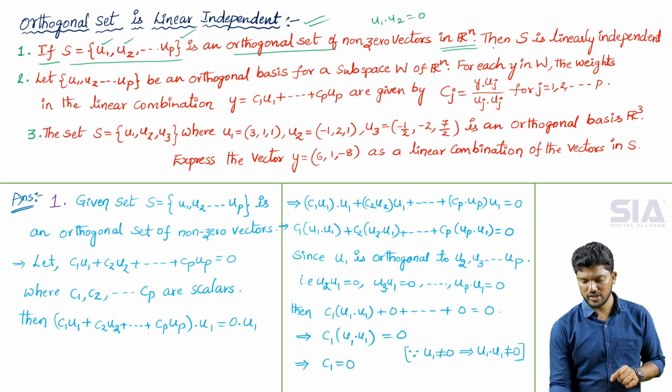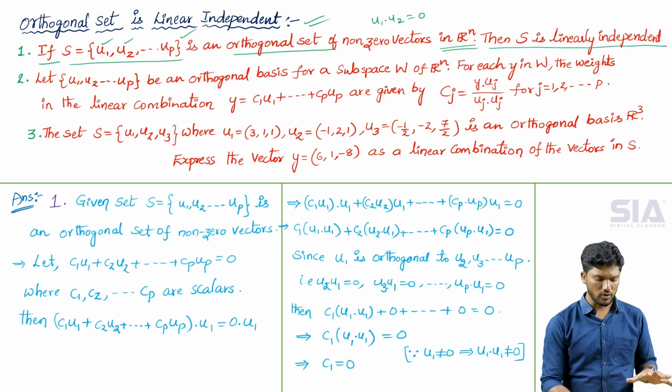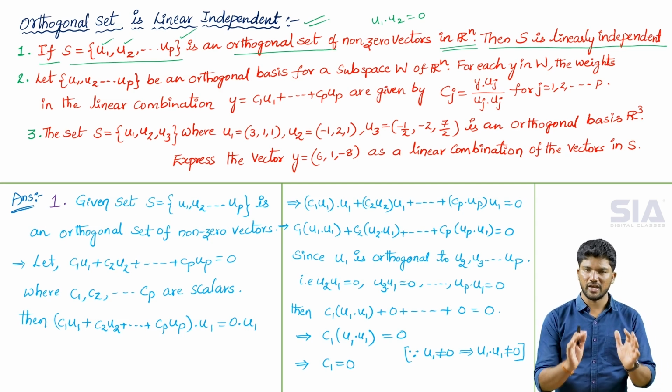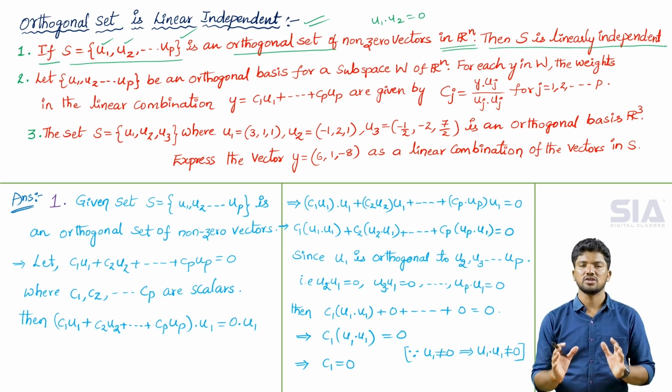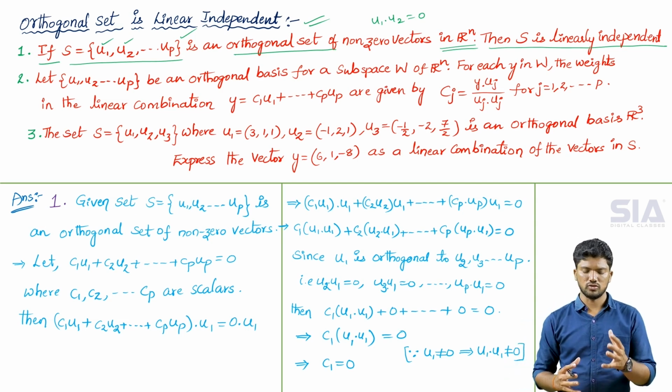Now we have to show that capital S is a linearly independent set. That means u1, u suffix 2, u suffix 3, up to u suffix p, these p column vectors are there, and we have to prove that all these vectors are linearly independent vectors.